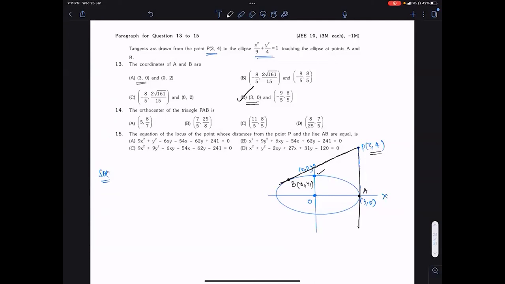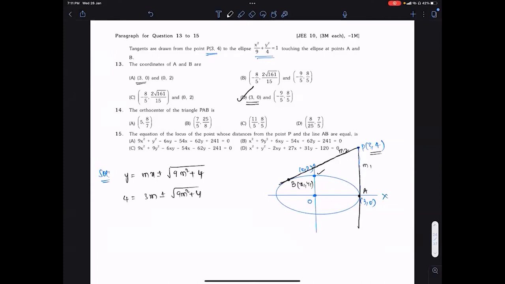What you do is, okay, can we find the slopes of these two tangents? How to find the slopes of tangents drawn from an external point? You have to substitute that external point in the general equation of tangent. What is the general equation of tangent? y equals mx plus minus square root of a square m square plus b square, that is 9m square plus 4. Okay. Now substitute x equals 3, y equals 4. So 4 is equal to 3m plus minus square root of 9m square plus 4.